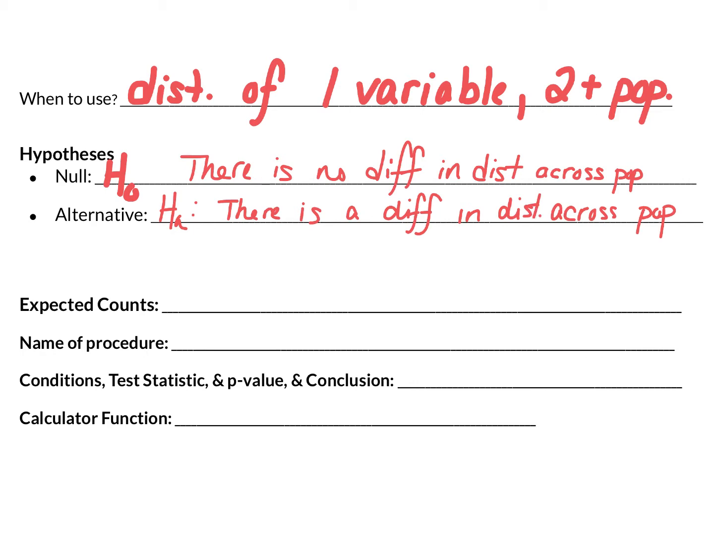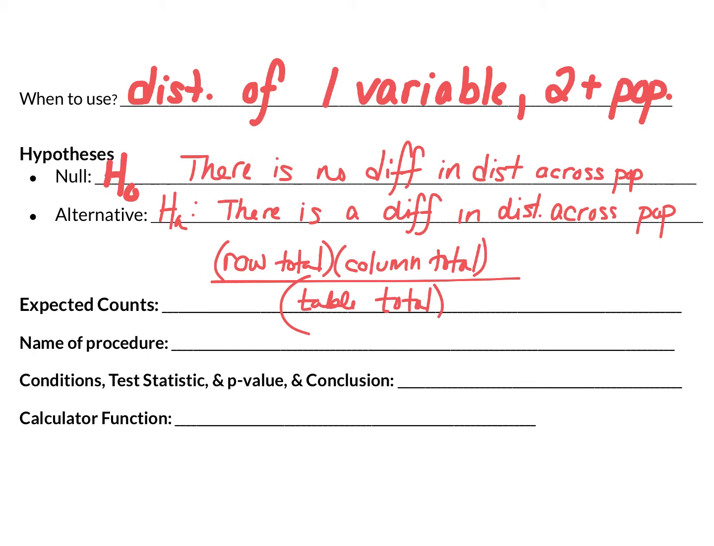We're going to need to find our expected counts again when we do our large counts condition. And we'll look at this and why it is more logically in a second. But what you're going to be doing is your row total times your column total divided by your table total.